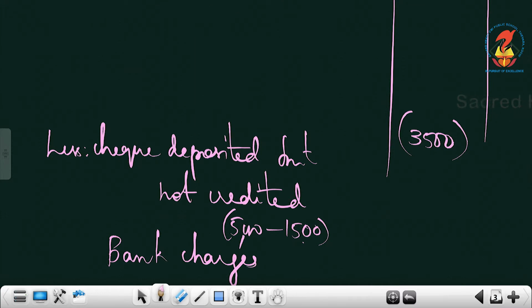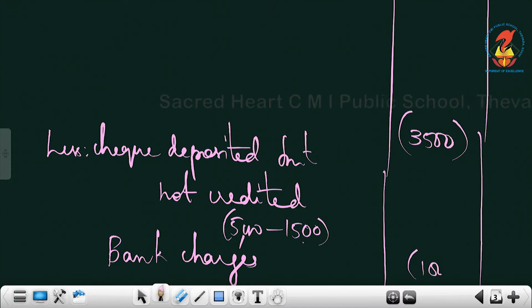The same item we have in the previous question, so I am not explaining it again. So bank charges, what's the amount? 100. Format also we have this bank charges, that's a commission.